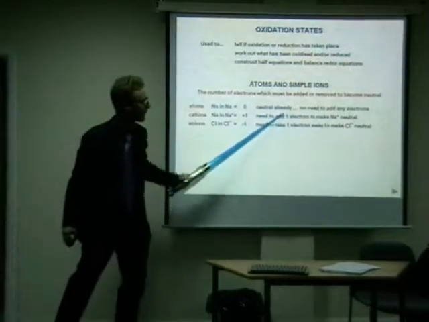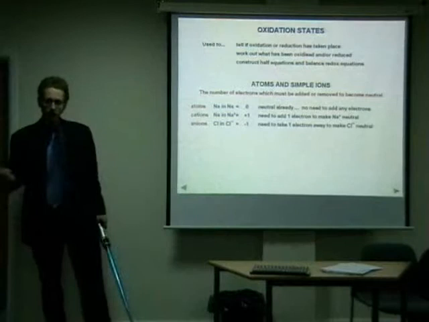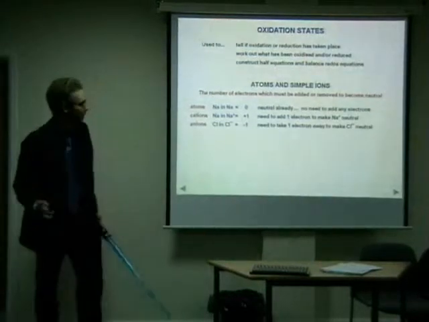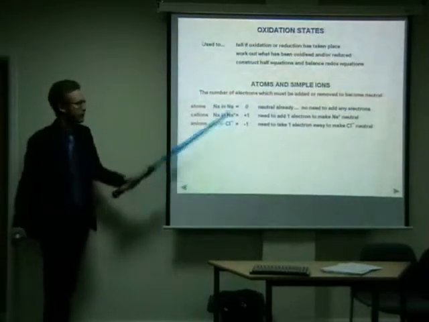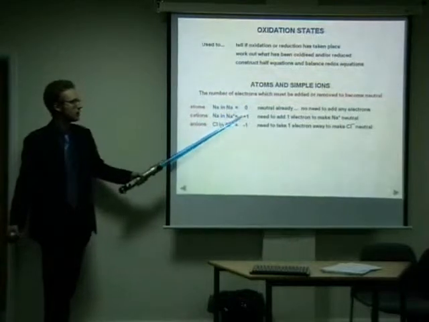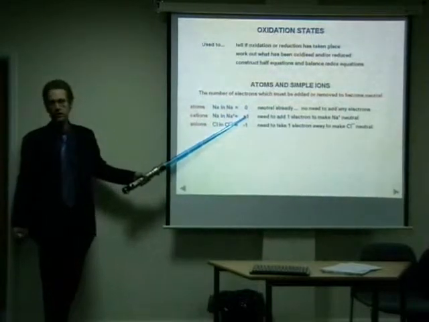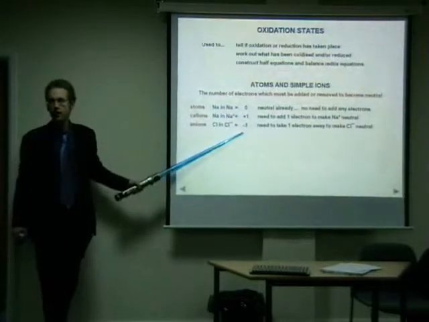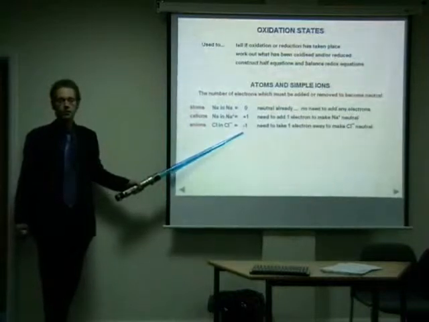Don't worry too much about this way of working it out. It'll become very clear in a moment. But three oxidation states to begin with. Element, 0. 1+ ion, +1 oxidation state. 1- ion, -1 oxidation state.